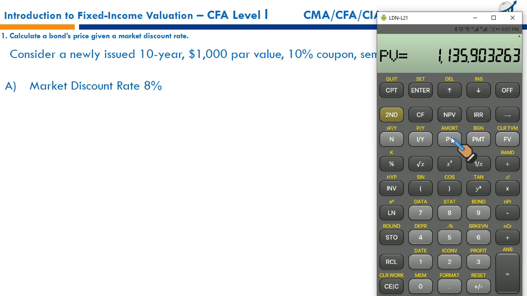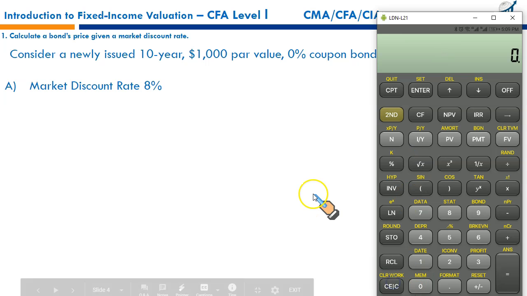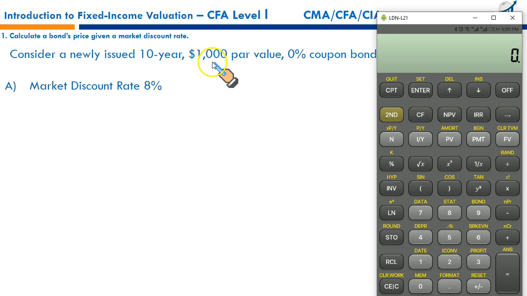Now the third case, if it's a zero coupon bond, then how will we calculate the price of a zero coupon bond? We'll do it in a minute. All right. Second, clear TVM. Consider a newly issued 10-year 1000 par value zero coupon bond. When the market discount rate is 8%, what is the price of this bond?